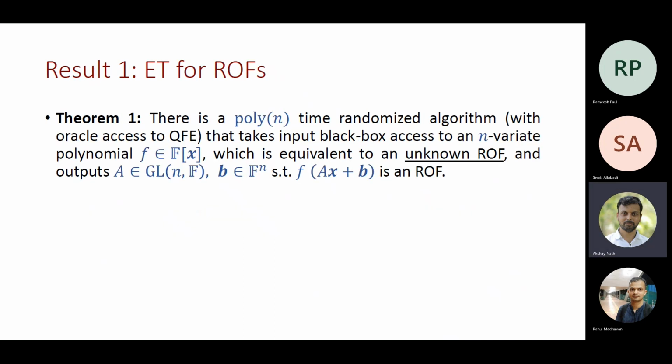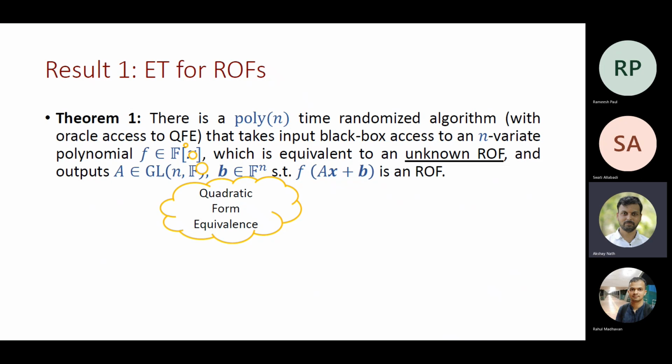Okay. Yeah, so the first result is about ET for ROFs, and the result is as follows. There is a polynomial time randomized algorithm with oracle access to QFE. I'll tell you what it is in a while. It takes as input black box access to an n-variate polynomial f, which is equivalent to an unknown ROF, and outputs an invertible matrix A and a translation vector B, so that f of Ax plus b is an ROF.